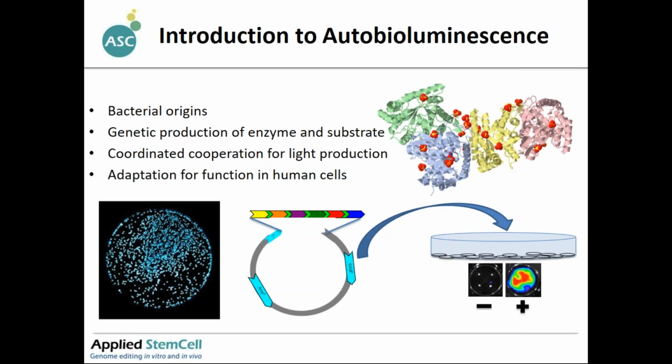The first question many people ask is, what do you mean by autobioluminescence? And my go-to answer to that question is, autobioluminescence is the autonomous production of light without the need of optical excitation, which is required for fluorescent imaging, or the need of adding exogenous substrate, which is often necessary for traditional bioluminescent imaging.